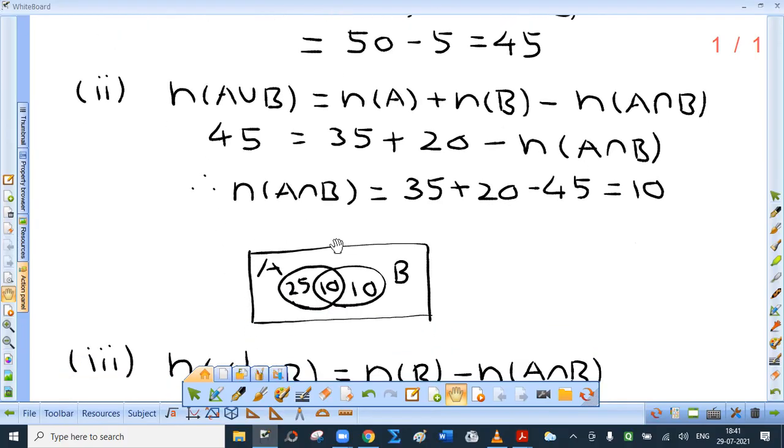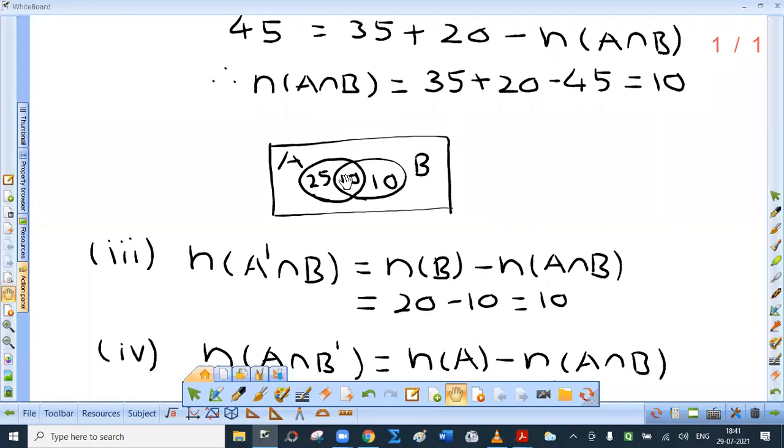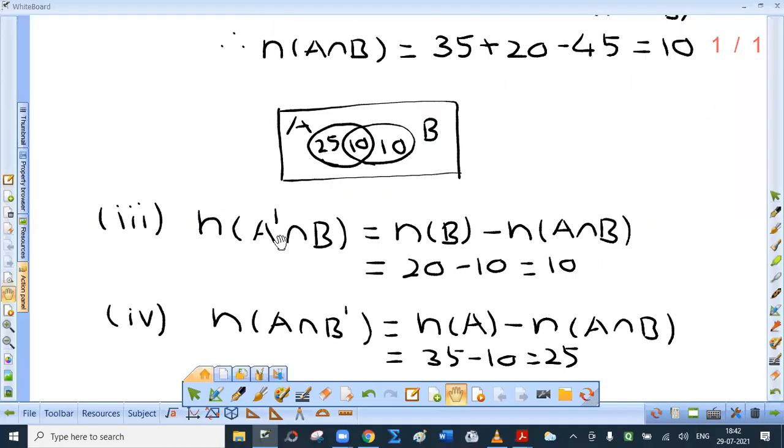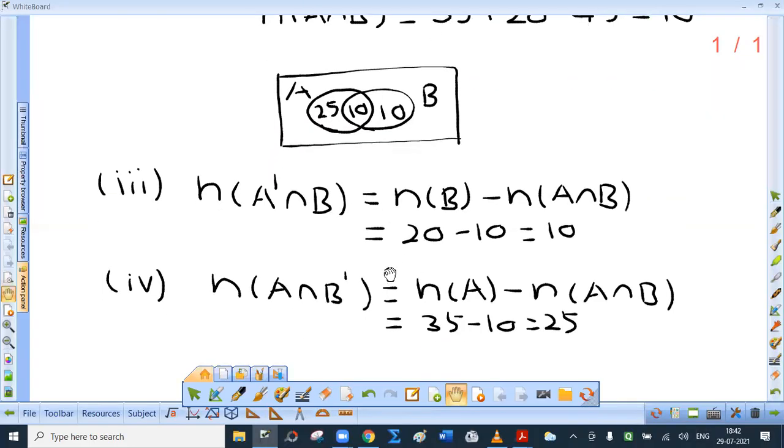Now to solve the third and fourth, we can draw a Venn diagram. See, n(A ∩ B) we have found as 10, n(A) is 35. So this part, A minus B, exclusively A is 25, exclusively B is 10. Now this means the same. See, A' ∩ B means B and not A, so 10. Or you use this formula. A ∩ B' means A but not B, so omit this to get 25.